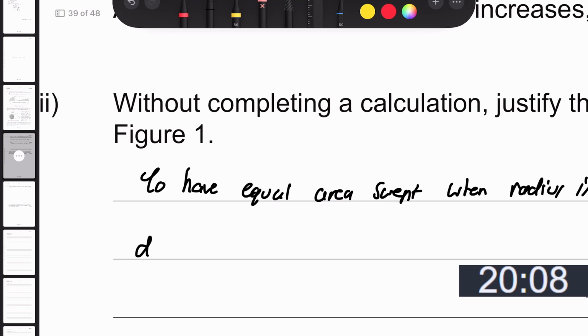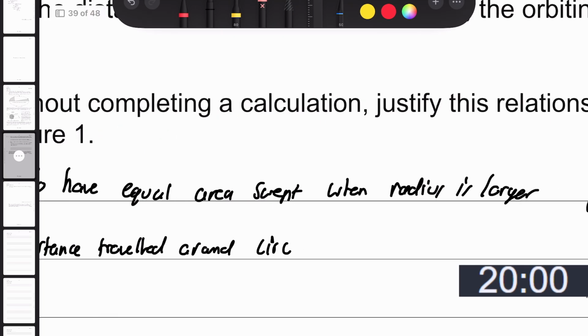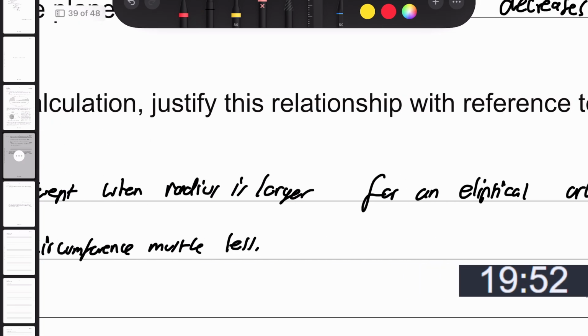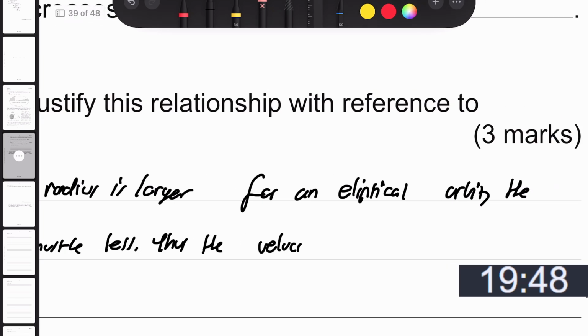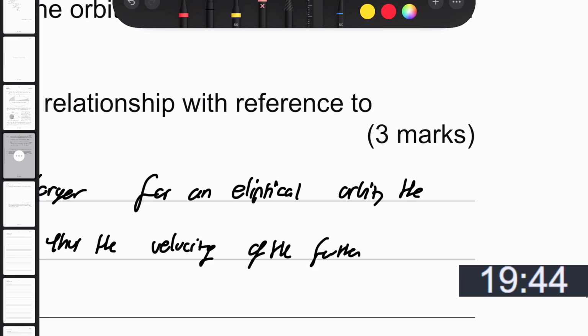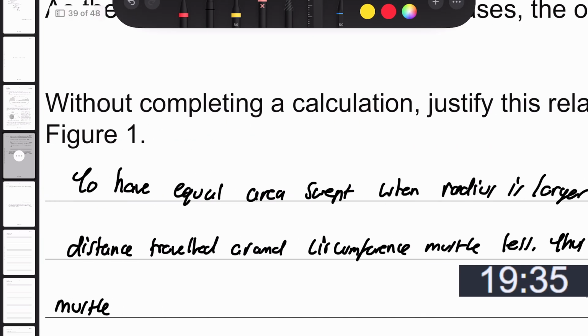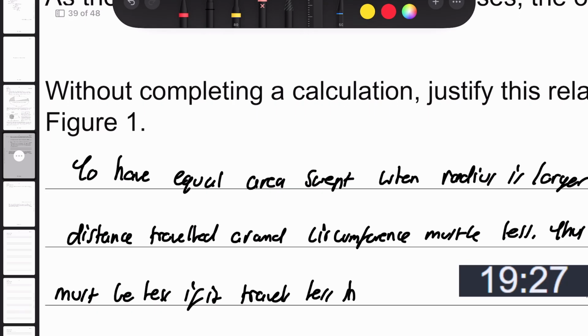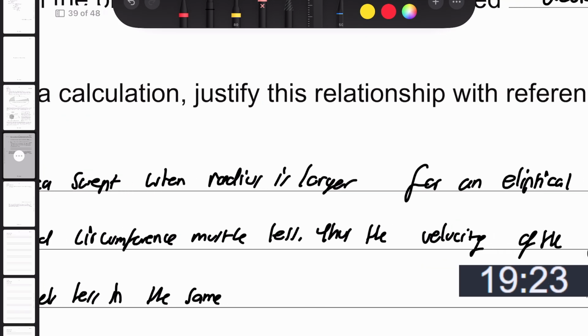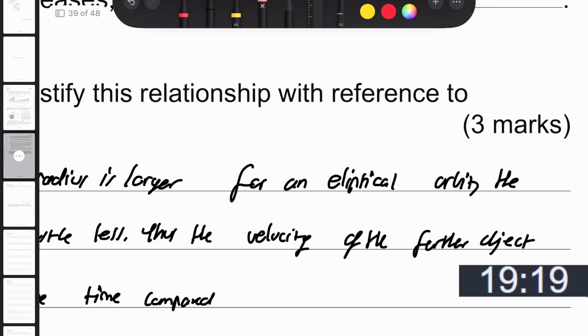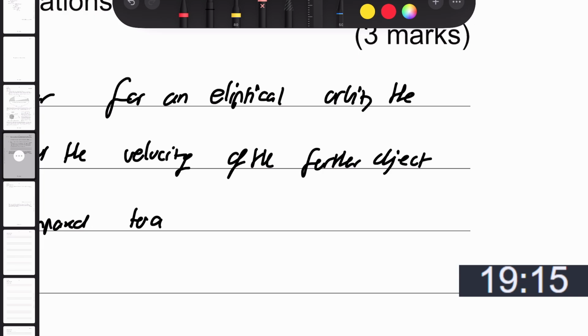the distance traveled around the circumference must be less, thus the velocity of the further object must be less if it travels less in the same time, compared to a closer body elliptically orbiting the sun.